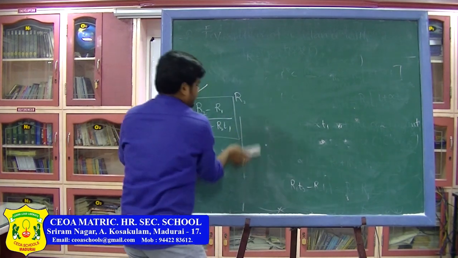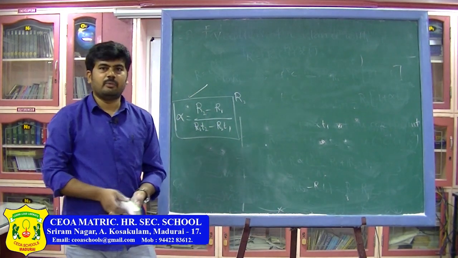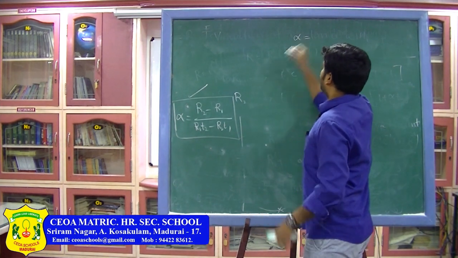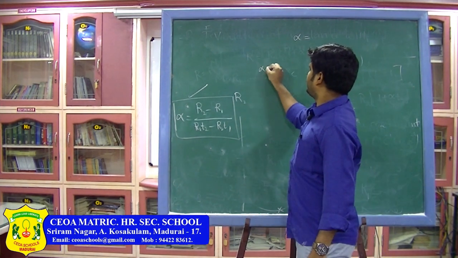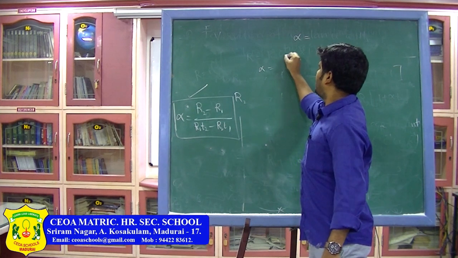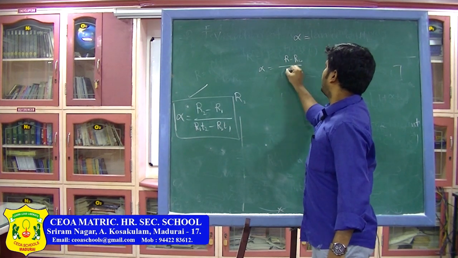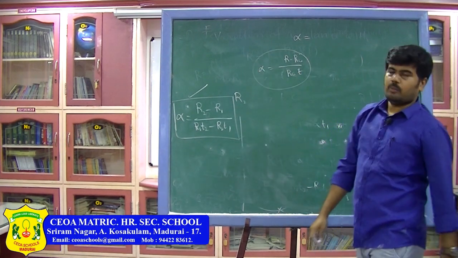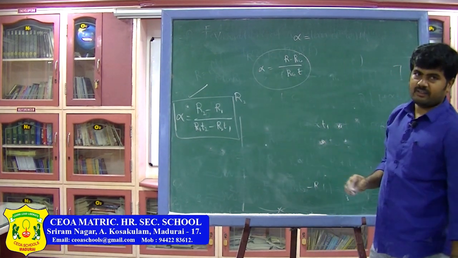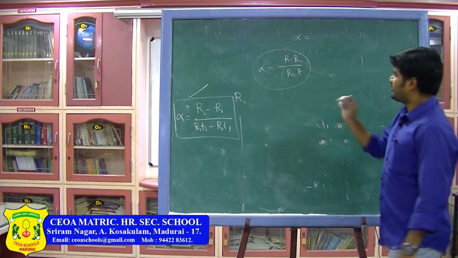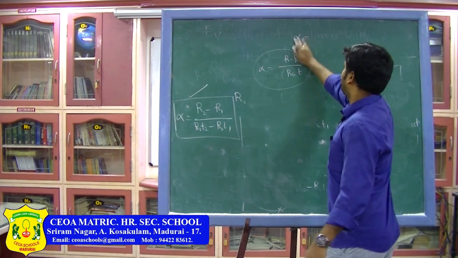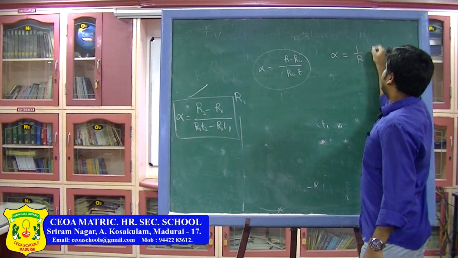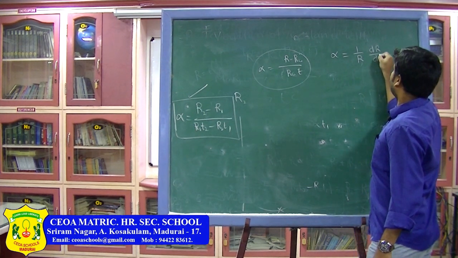Sometimes the resistance in terms of temperature will be given. So in such cases the alpha expression can be, we know alpha is equals to R_T minus R naught by R naught into T. So this is the general formula that we discussed. But if resistance is given as a function of temperature, in such problems you can use this formula for alpha: alpha is equals to 1 by R into dR by dT.